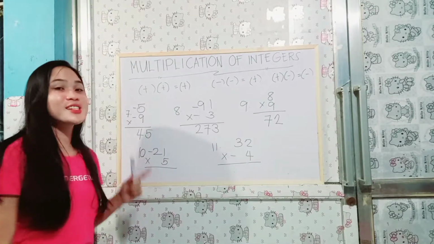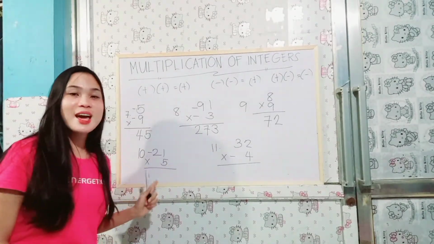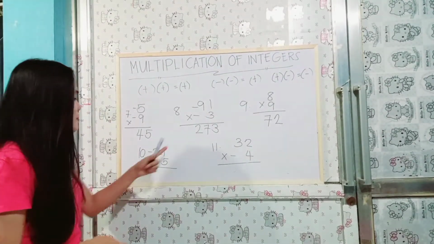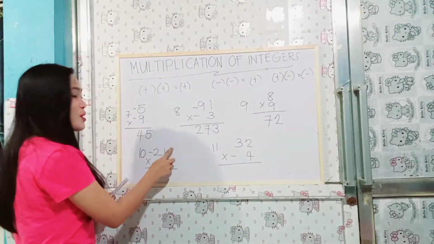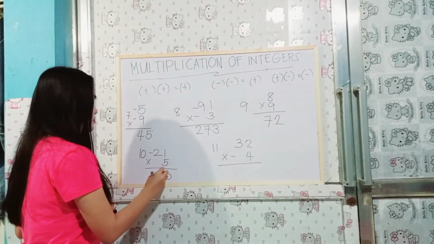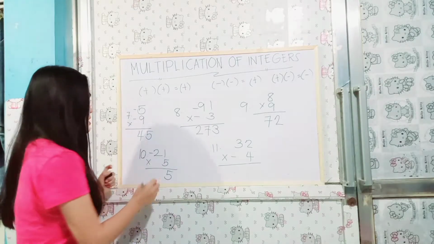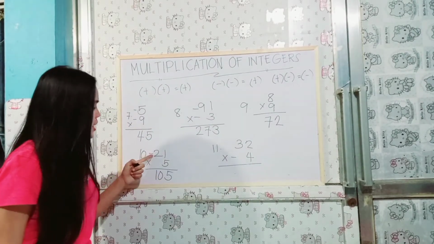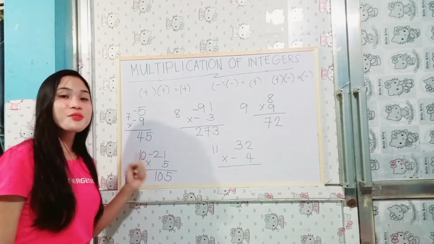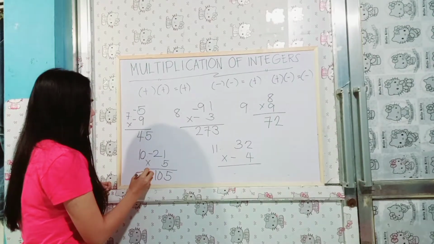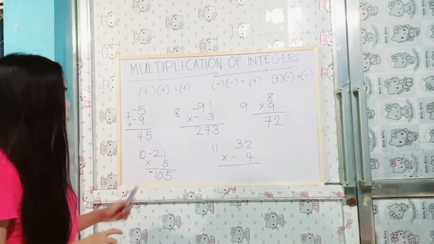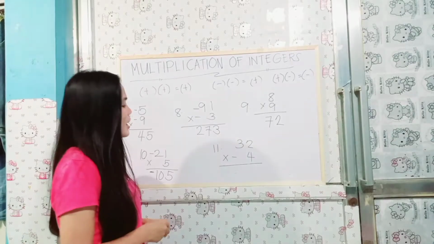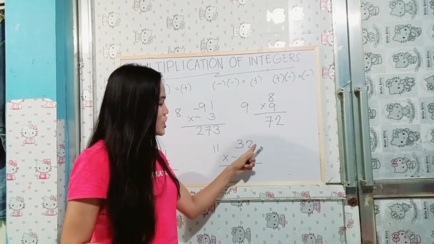We have here another example. Negative 21 times 5. Let's multiply the absolute value. 5 times 1 is 5. 5 times 2 is 10. So we have here negative times positive. They are different. So our answer will be negative 105.